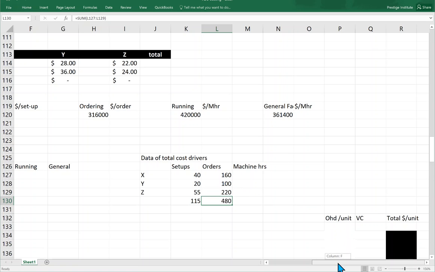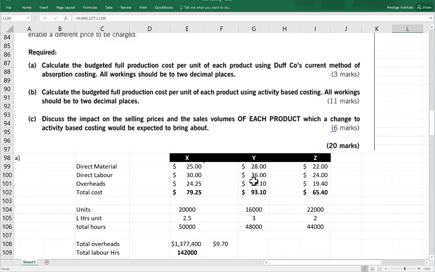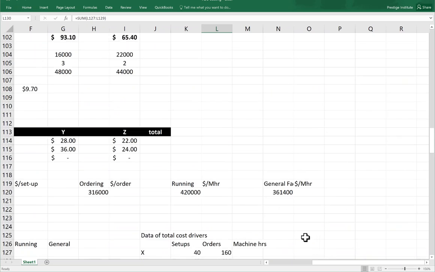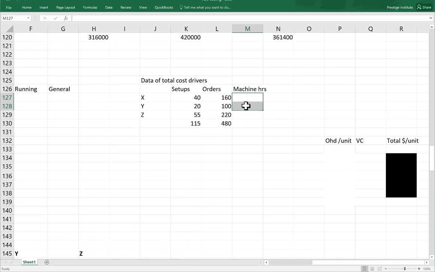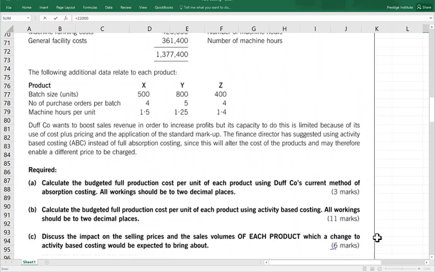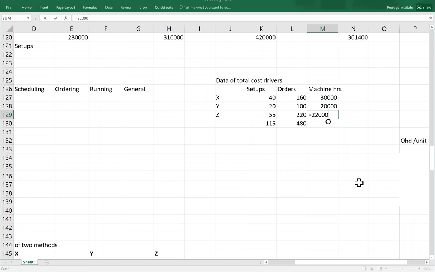Now let's look at machine hours. Machine hours per unit was given 1.5, 1.25, and 1.40. So we had 20,000 multiplied by 1.5, 16,000 by 1.25, and 22,000 multiplied by 1.40, I believe. We have 1.40, yeah. So now we have the total cost drivers.